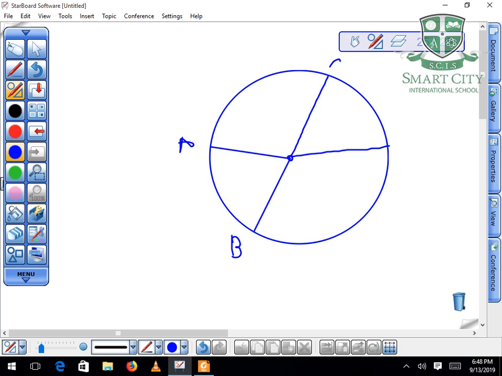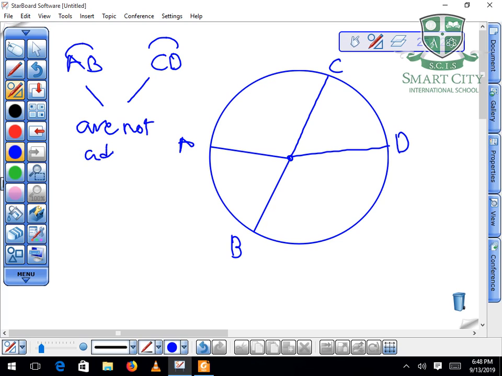Arc AB and arc CD are not adjacent. These two arcs are not adjacent.